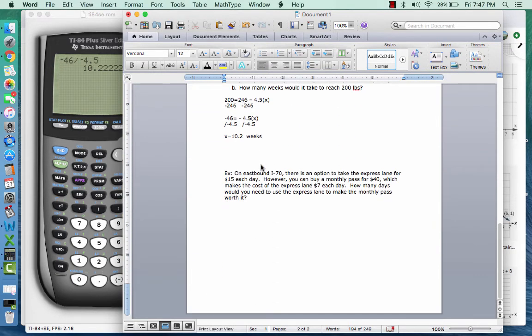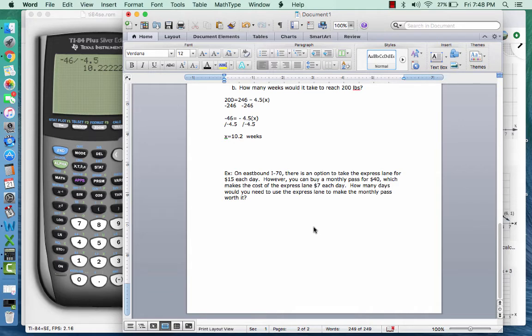So on eastbound I-70, there's an option to take the express lane for $15 each day. However, you can buy a monthly pass for $40, which makes the cost of the express lane $7 each day. How many days would you need to use the express lane to make the monthly pass worth it? So worth it just means that you want to save enough to make back your $40. If you're saving $8 each time you use it, you want to make sure that you save at least $40 by using it.